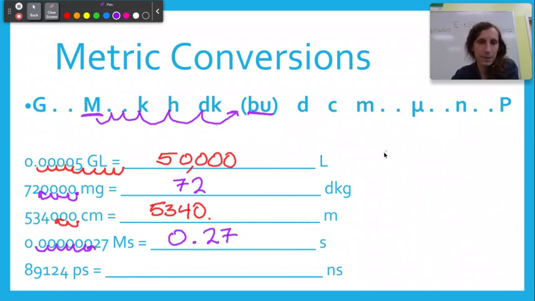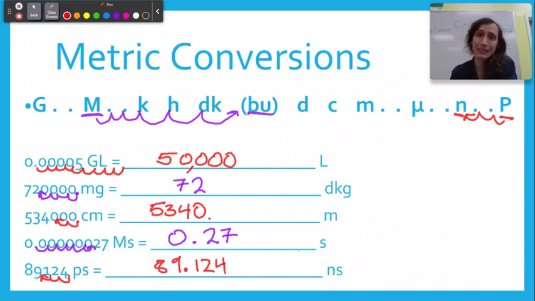Cool. And then last one, pico to nano. So pico's all the way over here. Nano's just to the left of it. So it's 1, 2, 3 jumps to the left. So I'll take my decimal in picoseconds and go 1, 2, 3 to the left. So I've got 89.124 nanoseconds. That's about it.